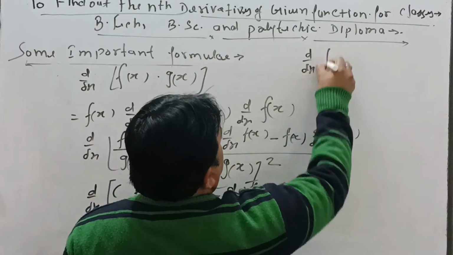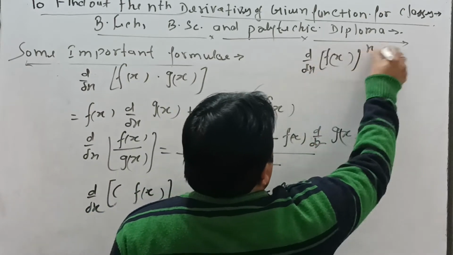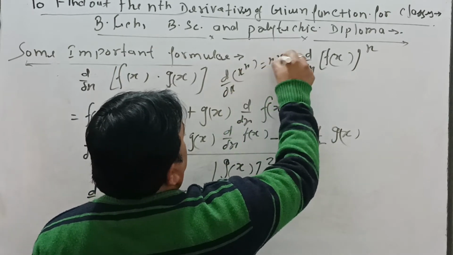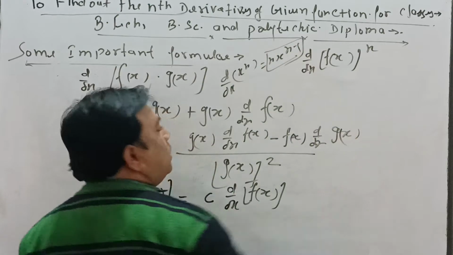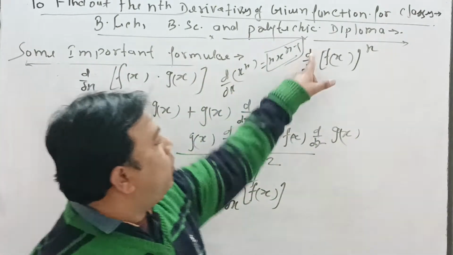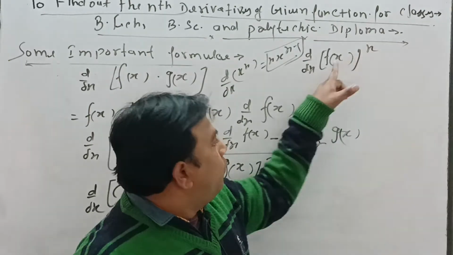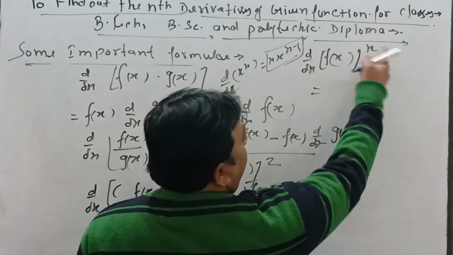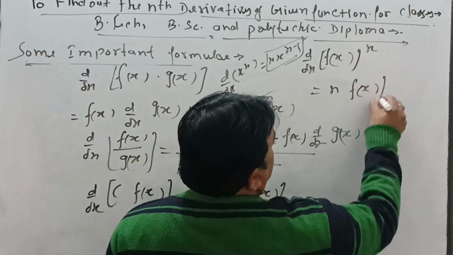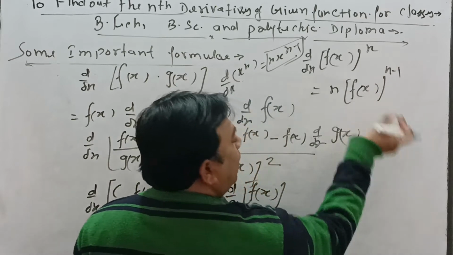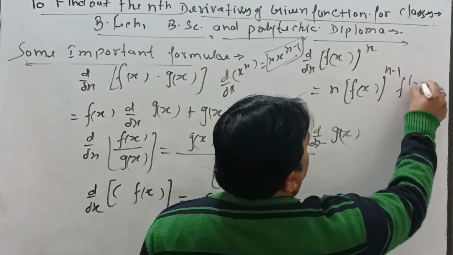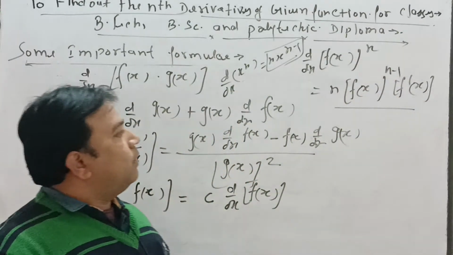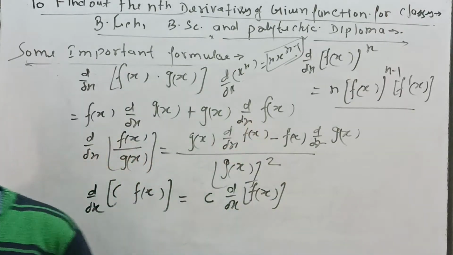Next, d over dx of f(x) to the power n. You have read the formula d over dx of x to the power n equals n x to the power n minus 1. This is the general form. But for f(x) to the power n, where f is a function of x, the derivative is n f(x) to the power n minus 1, and then again we differentiate the function, giving f dash of x. This is the derivative formula for this function. Understand these formulas and please make a note.